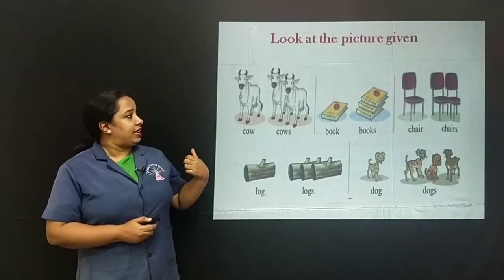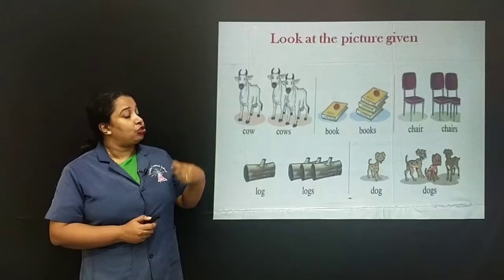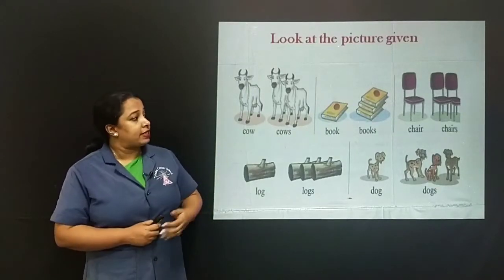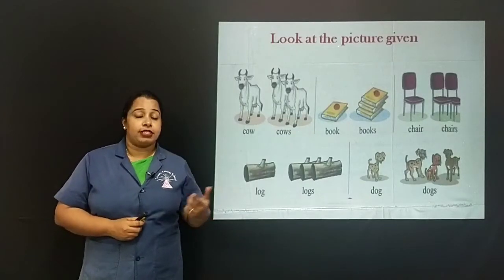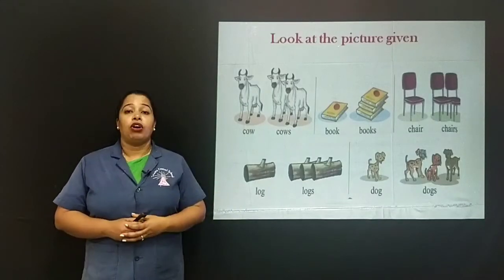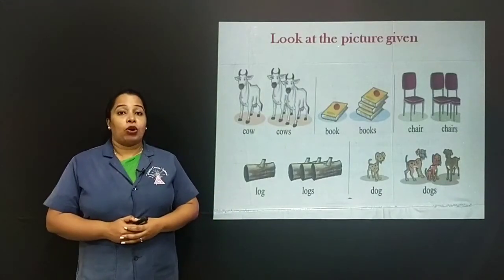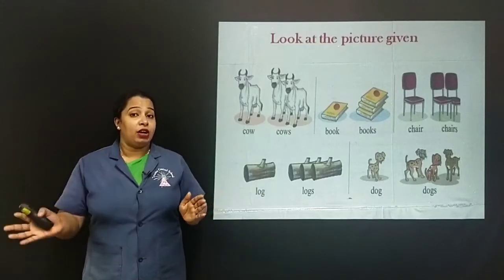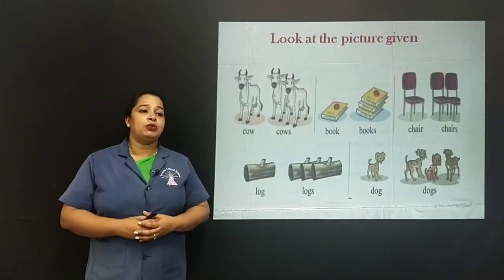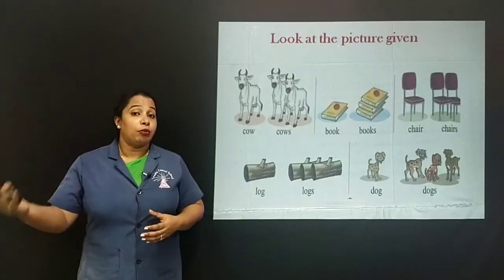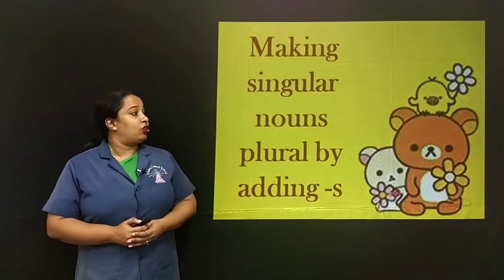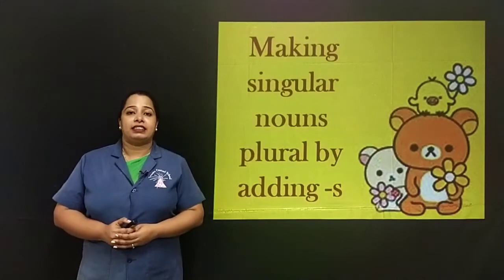In the picture you can see one cow and two cows. Next picture, one book, three or many books. One chair, two chairs. One log, three or many logs. One dog or many dogs. So I hope you understood what are singular nouns and what are plural nouns. Singular nouns means when we are talking about one noun, and plural nouns means we are talking about many, two or more nouns.